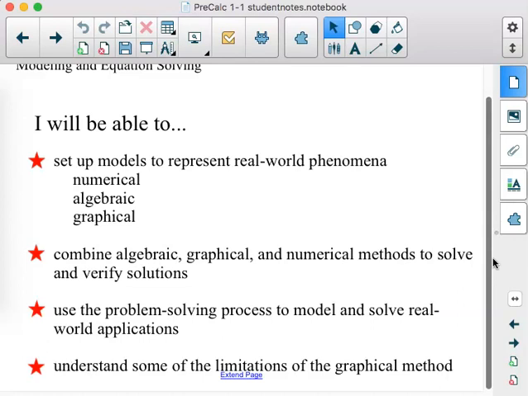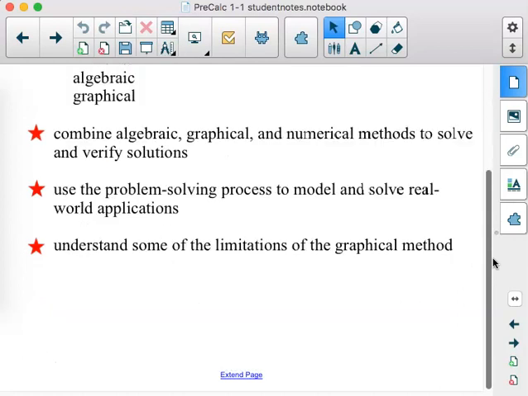So we will be able to set up models to represent real-world phenomena numerically, algebraically, and graphically, combine algebraic, graphical, and numerical methods to solve and verify solutions. In the case of word problems, that's how it all works. We have to put it all together. Use the problem-solving process to model and solve those real-world applications, and understand some of the limitations of the graphical method, and that we're really going to see today. We'd like to think that our graphing calculator can do absolutely everything for us, but there are certain features that when you use them, you don't get to see everything that the graph is trying to show you, so we have to take a look at that too.